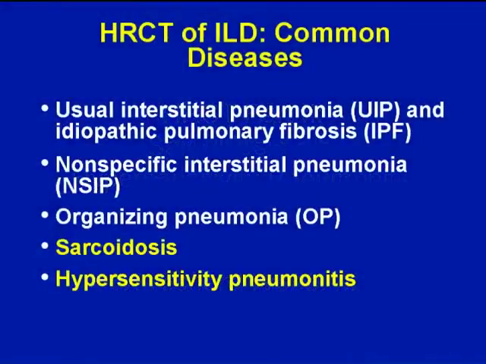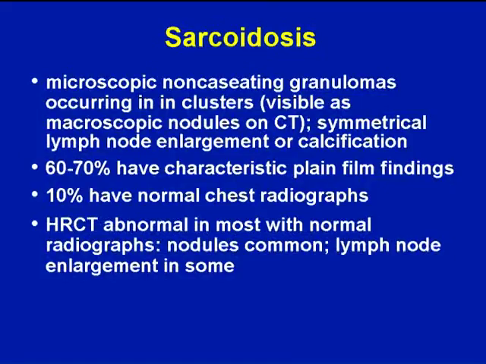In the first presentation this morning, I discussed UIP, nonspecific interstitial pneumonia, and organizing pneumonia. They're the three most common interstitial pneumonias I see in clinical practice. The other two diseases that I see very commonly, and that commonly get confused with interstitial pneumonias because of presenting symptoms, are sarcoid and hypersensitivity pneumonitis, and I will be discussing both of those in this talk.